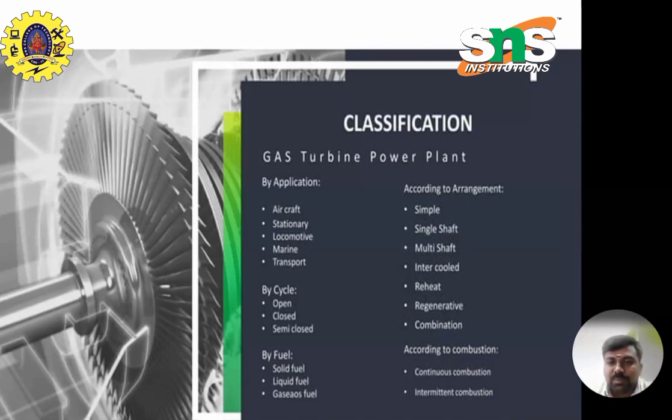According to the arrangements, it is classified further into a simple gas turbine power plant, single shaft power plant, multi-shaft power plant, intercooled power plant, reheat power plant, regenerative, and the combination of reheat and regenerative. According to the combustion, it is classified into two types: continuous combustion and intermittent combustion. These are the classifications of a gas turbine power plant under various factors.